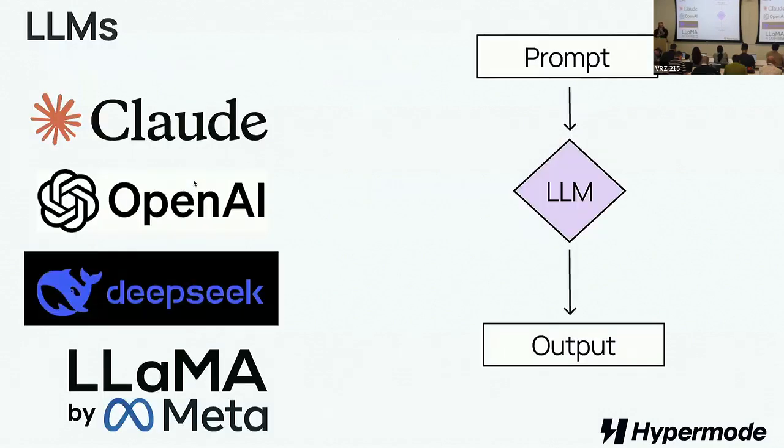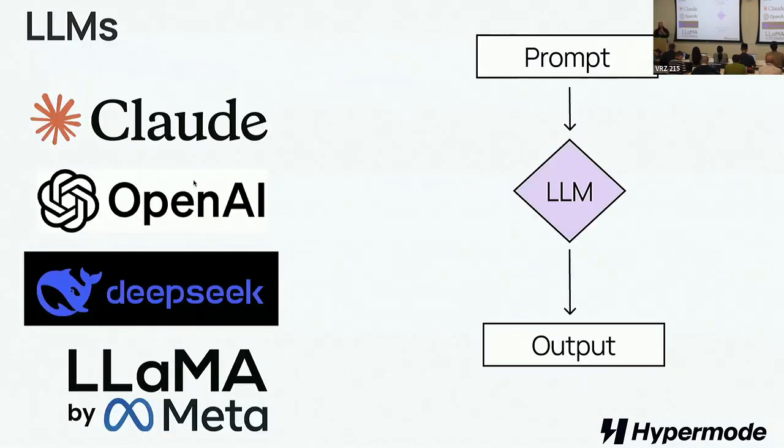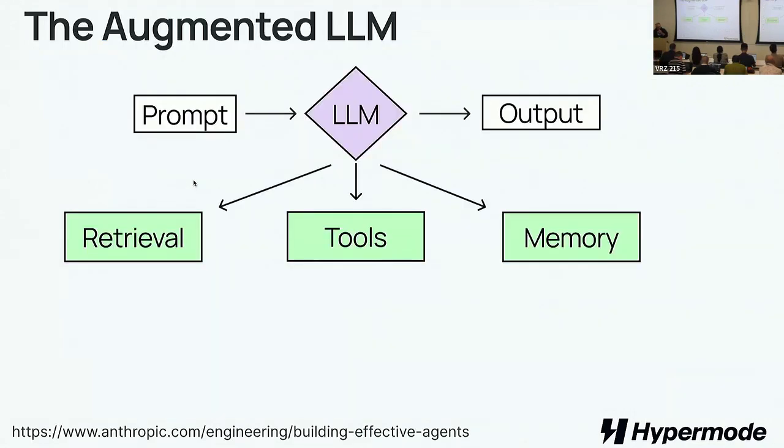But if we look at this, there's not a lot of those pieces, right? There's user input, sure, but there's no application logic, there's no concept of tasks. So I think we need a little bit more for our model to build an agent.